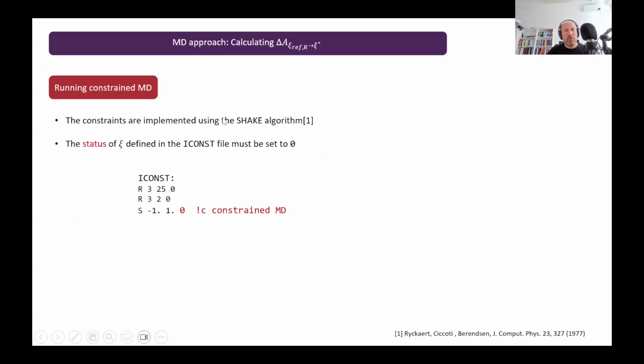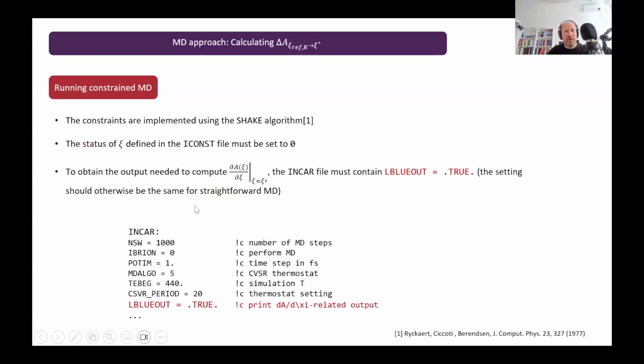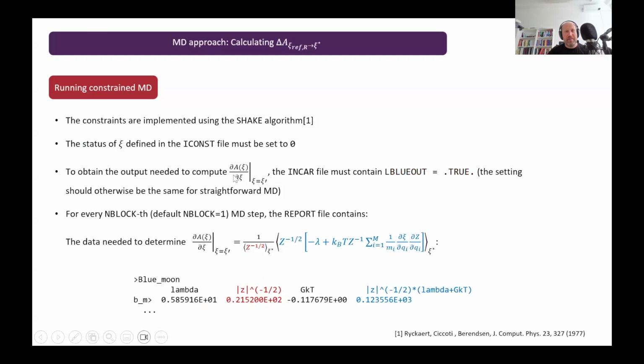So to run Blue Moon ensemble calculations, which are just constraint simulations, we need to define the ICONST file with the coordinate with the status set to 0, just like in the slow growth simulation. In the INCAR file, we should include the line LBLUEOUT = .TRUE., so that we obtain the output that we need to evaluate free energy gradients.